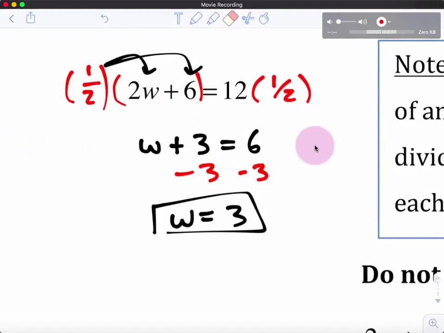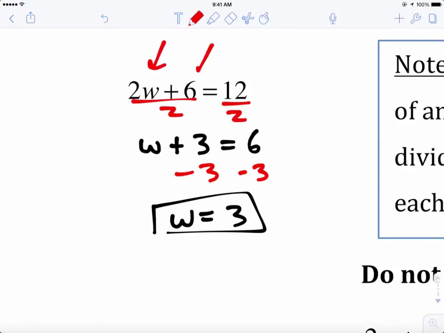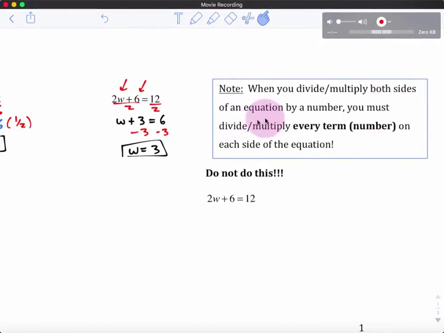Some students aren't really into the multiplying by a half. They prefer to divide by 2, which is the same thing, and they do one of these. That's fine. You just really got to make sure to know that if you are going to divide or multiply both sides of an equation by a number, you must multiply the entire side or divide the entire side by that number, every term on each side of the equation. So in this case, you're dividing both 2w by 2 and 6 by 2. It's like 2 apples and 6 oranges. If we cut that in half, it's 1 apple and 3 oranges.